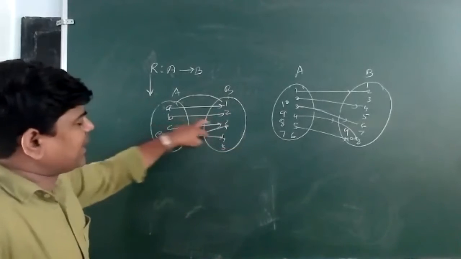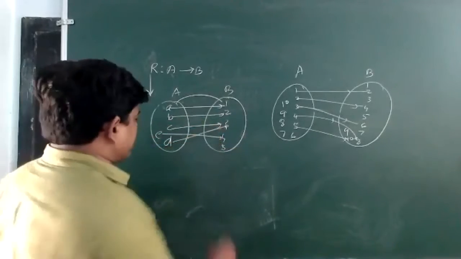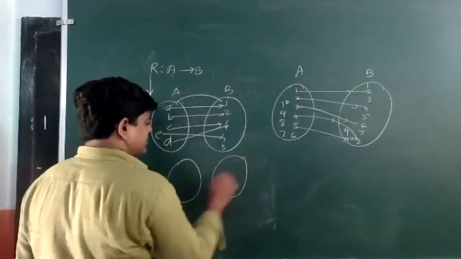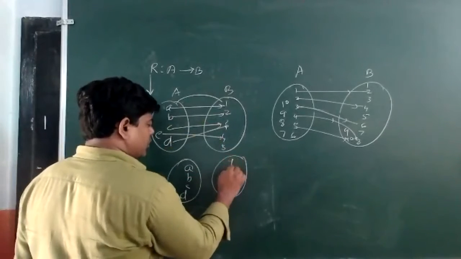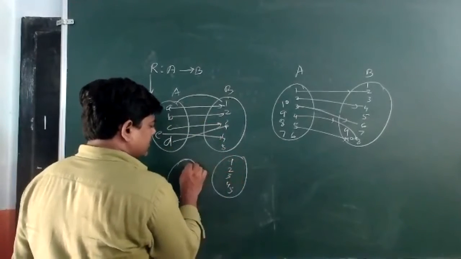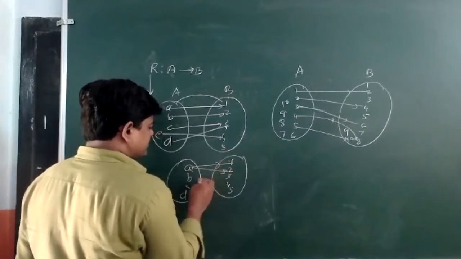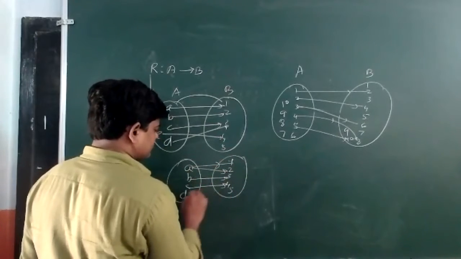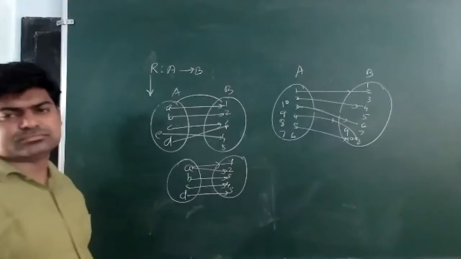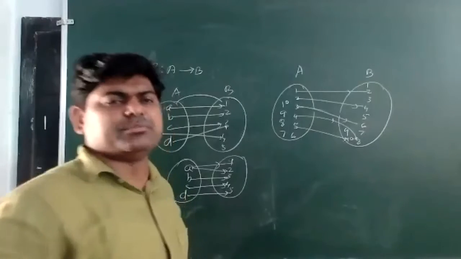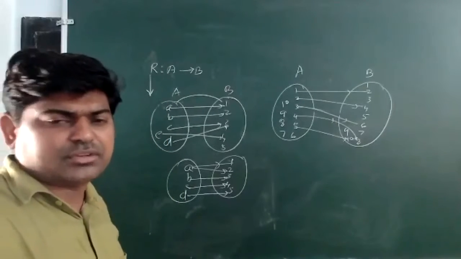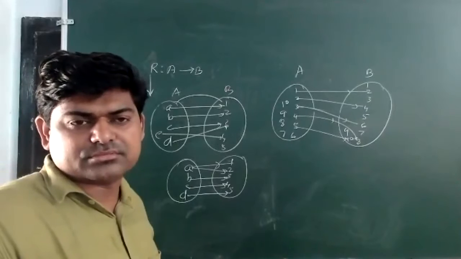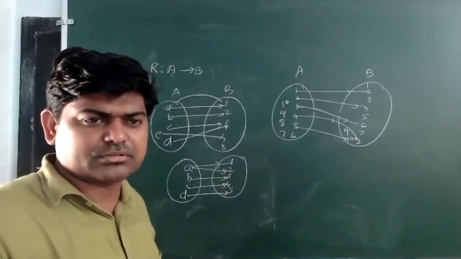Yes, more than one element can have the same image. Suppose I am having A, B, C, and D here, and 1, 2, 3, 4, 5. If I am having it like that, this is not a function because A has two images. A has two images. It cannot be a function. Are you getting me or not?